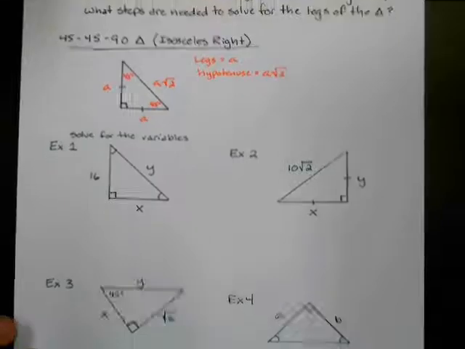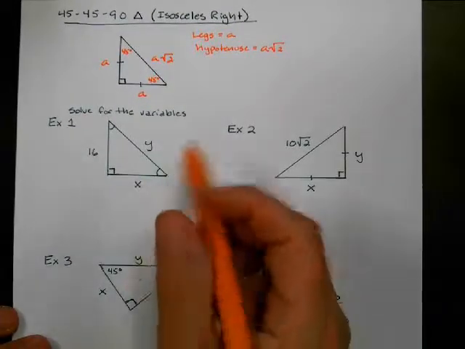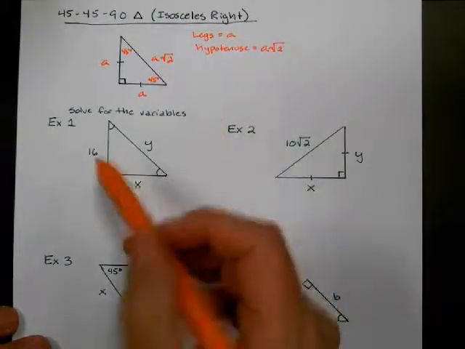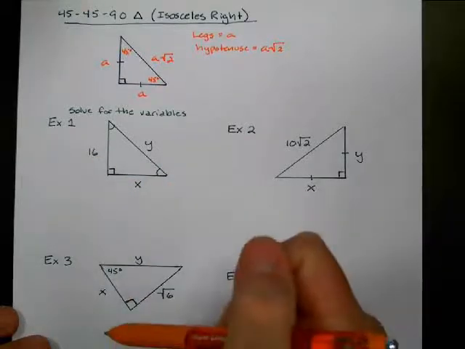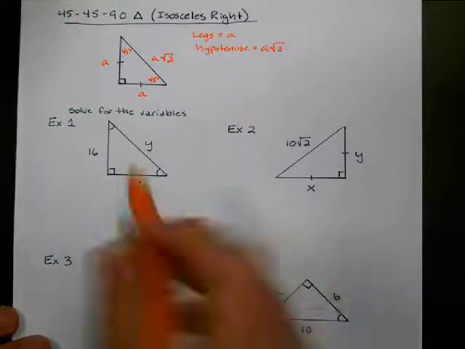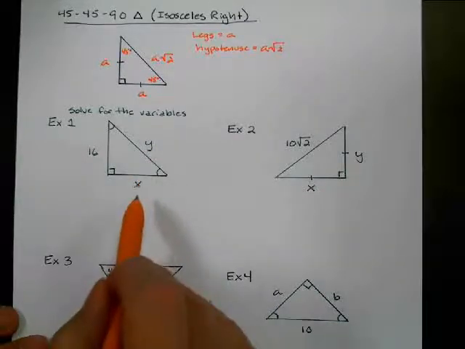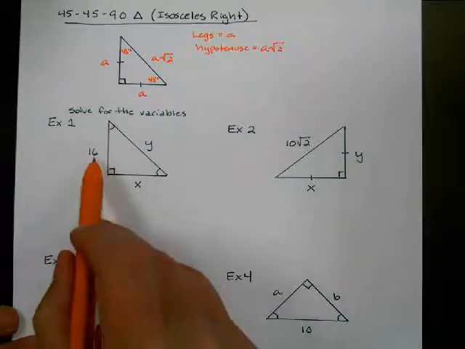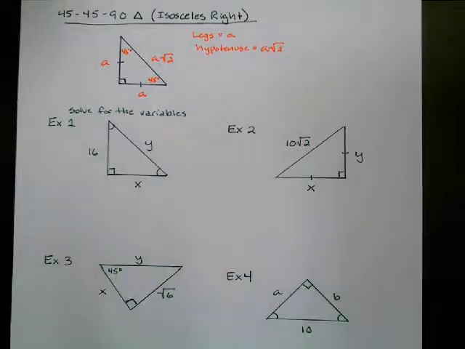So what's different compared to the Pythagorean Theorem? Well, here's the big difference. Number one, in the Pythagorean Theorem, you were given two sides and then asked to find the third side. In a special right triangle problem, you're only given one side, and then you have to find the other two sides. You can't do 16 squared plus x squared equals y squared. You have two different variables there. You couldn't solve for that one.